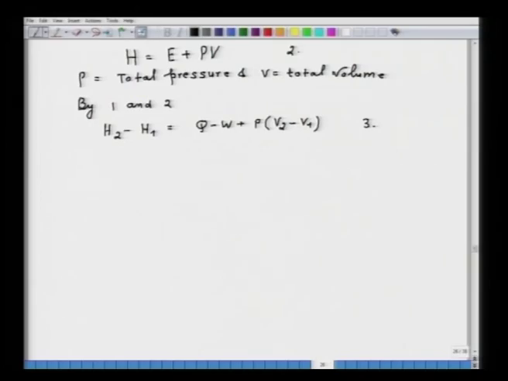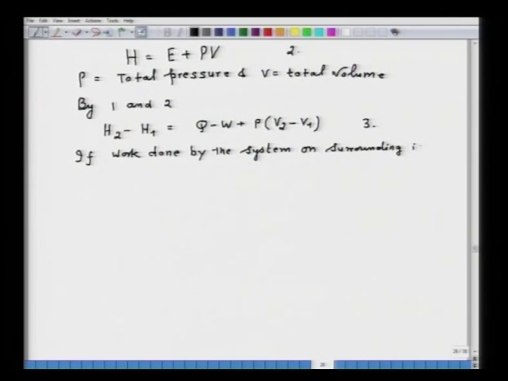Now, if the work done by the system on the surrounding, let us say, is work of expansion.